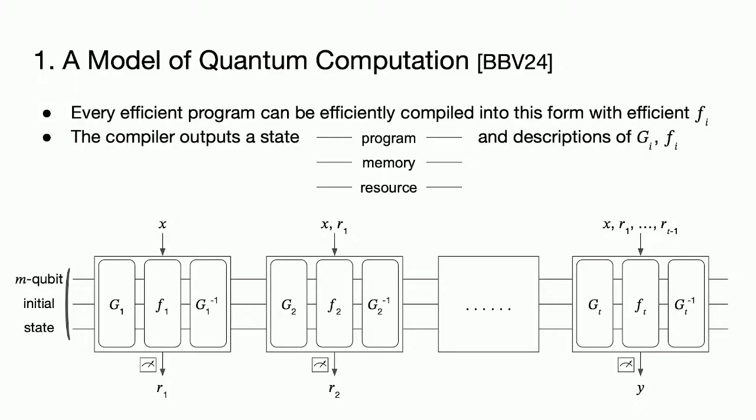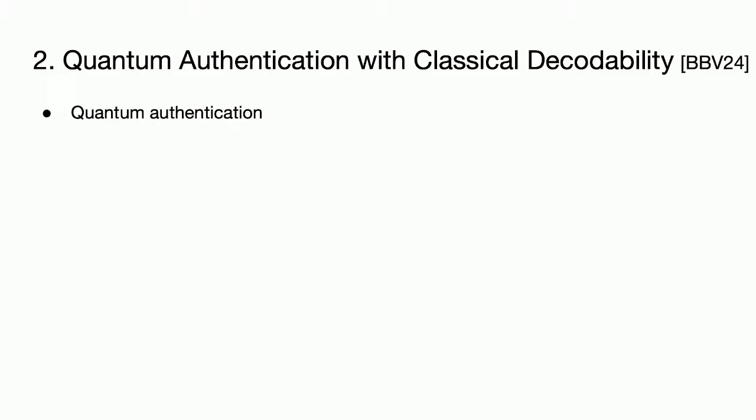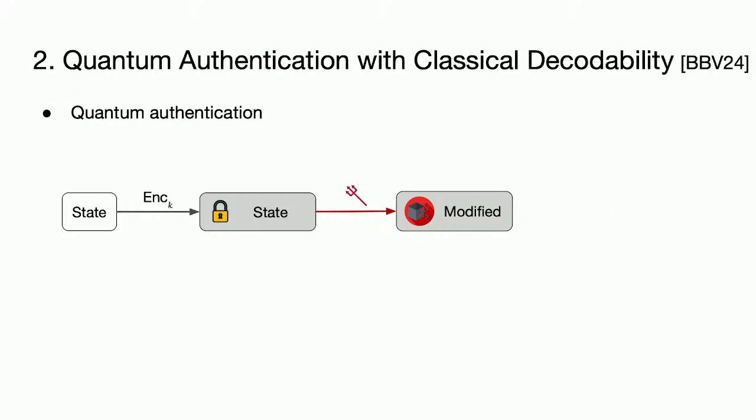And this leads us to the notion of quantum authentication scheme. So here, an authentication scheme allows a person with a secret key to encrypt a state into a ciphertext state. And the decryption algorithm can detect if an authenticated state has been modified. And if not, the decryption algorithm can recover the original state.